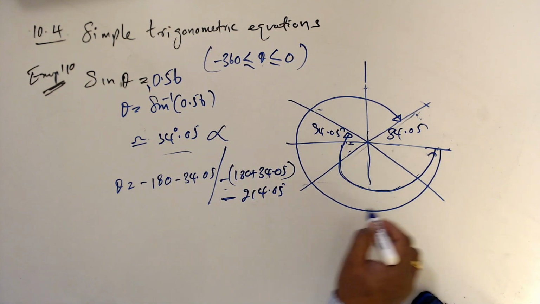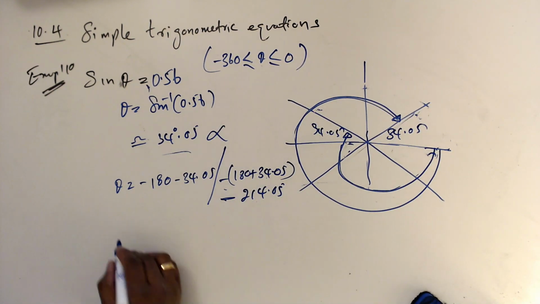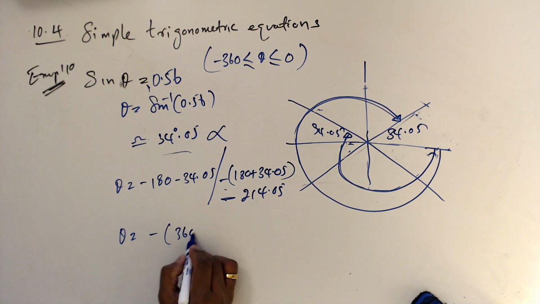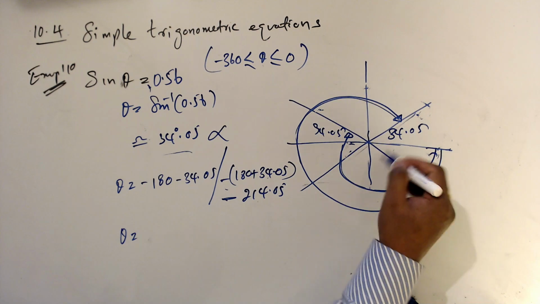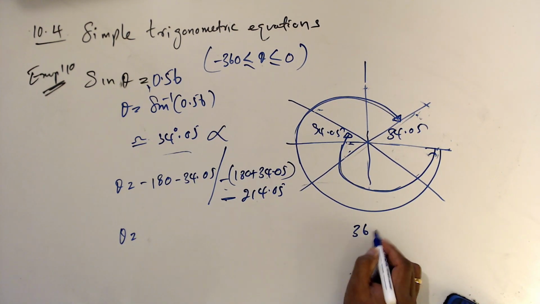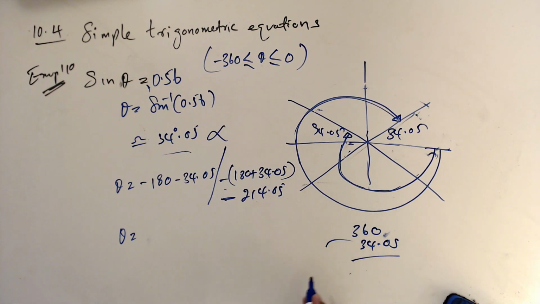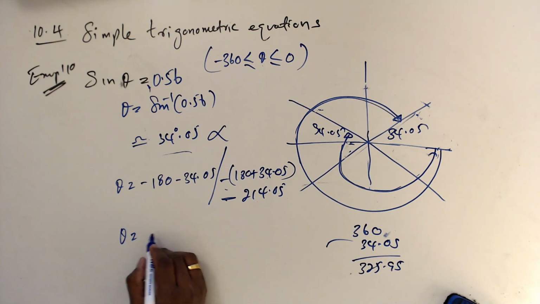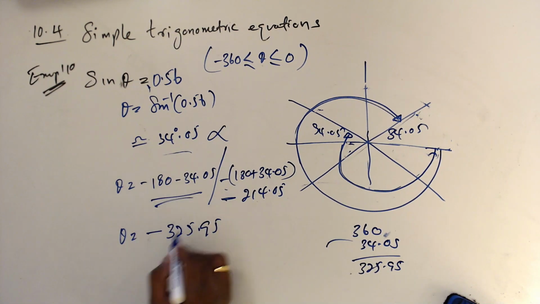Now what is the second one? Up to here. It means the whole circle is 360, minus theta. We'll find this angle first. This angle is 360 minus 34.05, which is 325.95. So this angle we are measuring clockwise, hence it is minus 325.95. So those are the two answers.